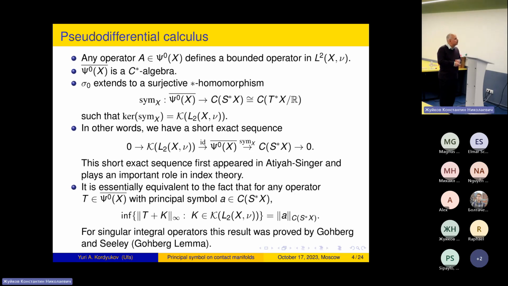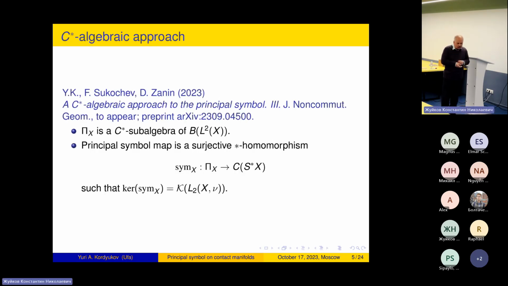So this is the first purpose of our first paper. I forgot to say, this is a joint work with Fedor Sukochev and Dmitry Zanin from Australia, from the University of New South Wales. And we developed a C-star algebraic approach to, so this is, if you will, the p-adic for noncommutative geometry.